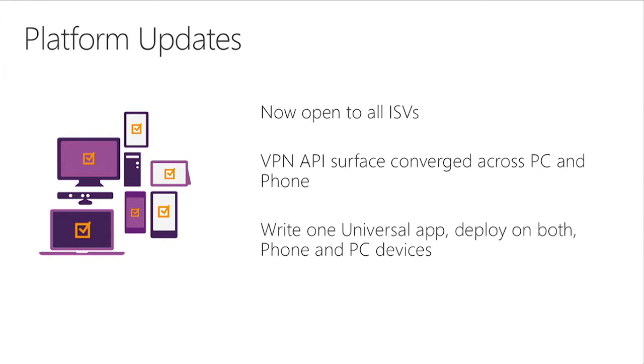ISVs will have public documentation guiding them through on how to become a VPN ISV. And in the interim, if you contact your customer account team, we would be happy to help you as well. The VPN API is fully converged across phone and PC. And as I mentioned earlier, you just need to write one universal application for both phone and PC. There will be a capability guarding the access to the VPN APIs, but our documentation will guide you through that as well.